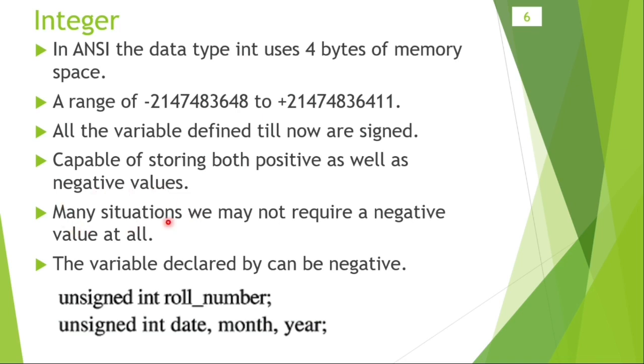In many situations we may not require a negative value at all. It is a point to remember that a variable declared this way can be negative, but how can a roll number be negative? How can date, month and year be negative? So for that we will use the unsigned integer. An unsigned integer is always positive.